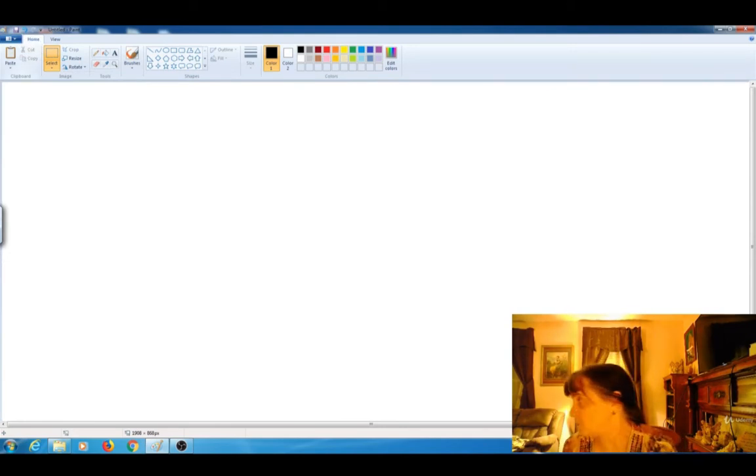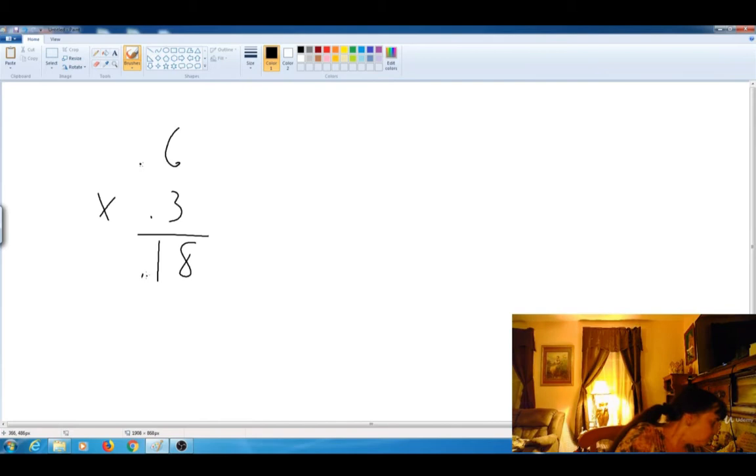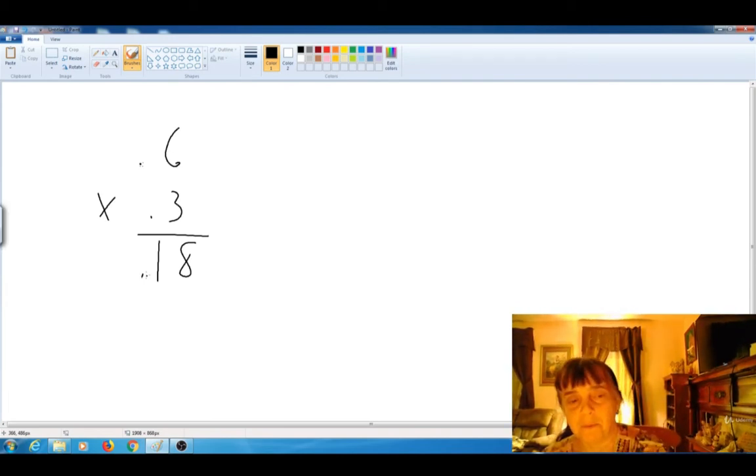Now we're going to talk about how you multiply decimals. You have 0.6 times 0.3. 6 times 3 is 18. You have one decimal place here, one there, so you have two decimal places in your answer. So 0.6 times 0.3 is 0.18. That's how you multiply two decimals together. Now 0.08 times 0.3, 8 times 3 is 24. You have two decimal places here, one there, so that makes 3, 0.024.